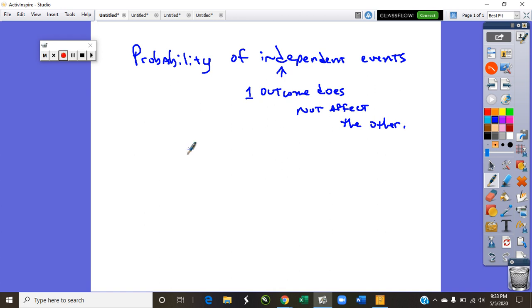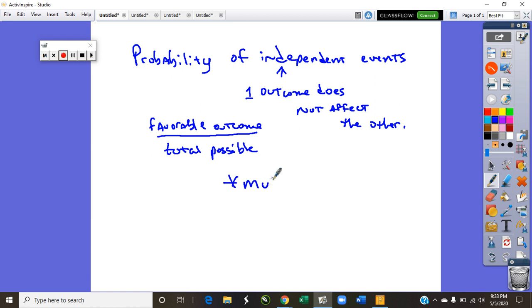So let's think back to when we did probability earlier this week. First of all, we find the probability of something, a favorable outcome, over total possible outcomes, right? So what we're going to do here is have two separate events, and find the probability of both of those happening. The way we're going to do that is multiply the chances.